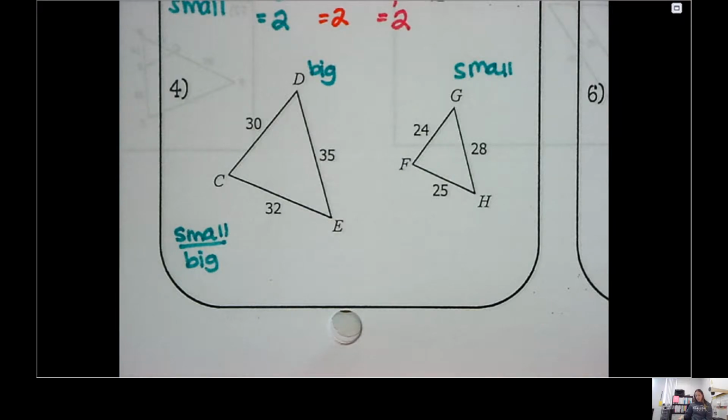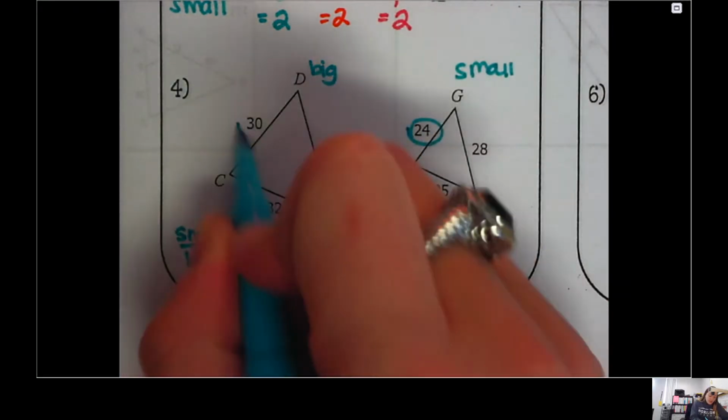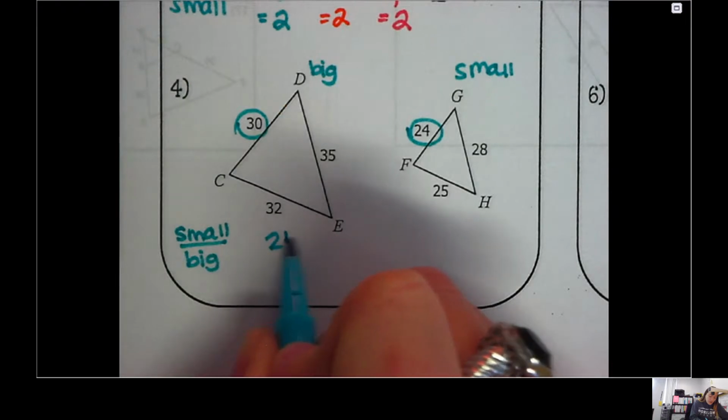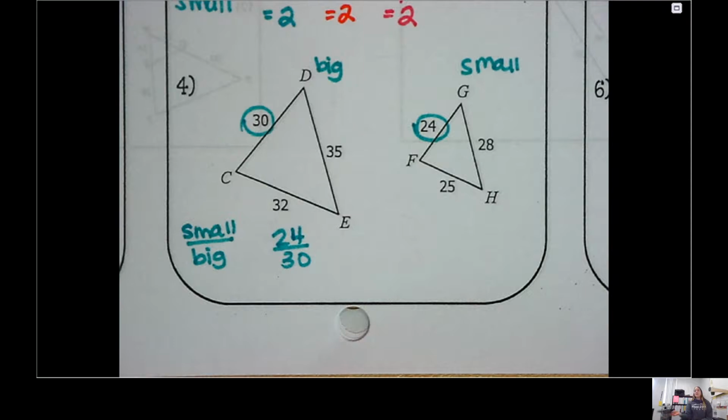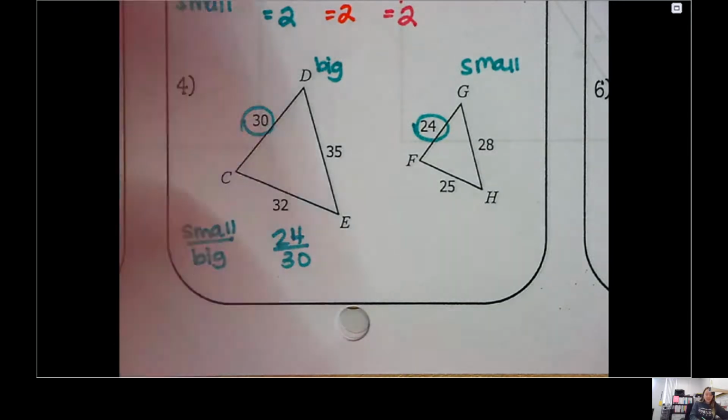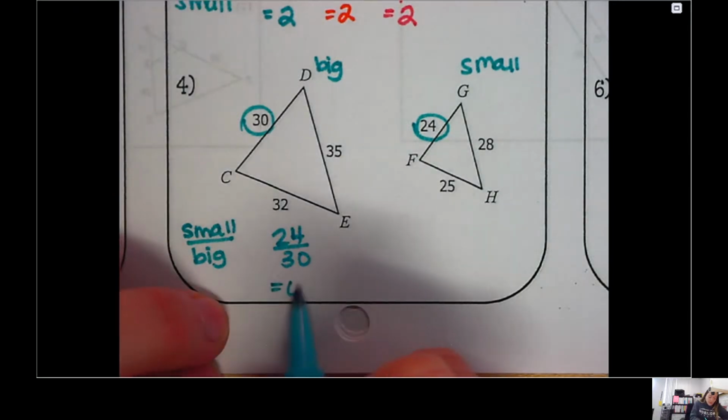What divided by what? Zarian? Of course you can. Okay, 24 matches up with 30. Good. So we're going to do 24 divided by 30. Now put that in your calculator. You're going to get a decimal, and that's fine. Okay, you get 0.8 when you put that into your calculator.